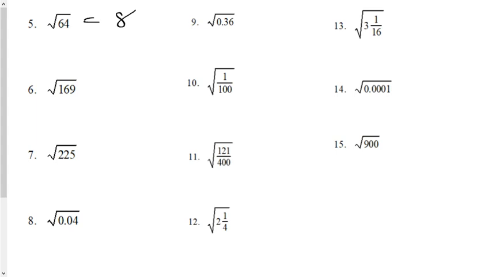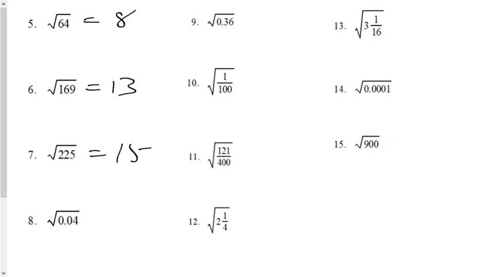We knew our perfect squares. We went 10 times 10 is 100, 11 times 11 is 121, 12 times 12 is 144, 13 times 13 is 169, so therefore the square root of 169 is 13. 14 times 14 is the opposite. You reverse it, 196. 15 times 15 is 225, so therefore the square root of 225 is 15.